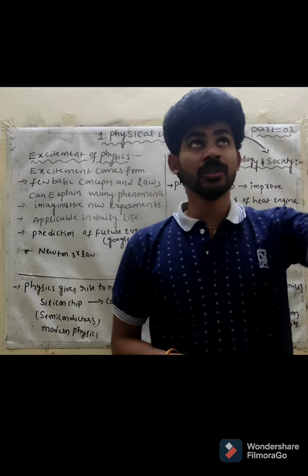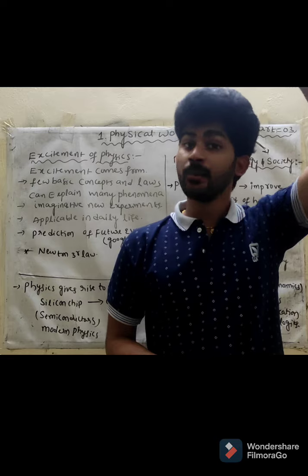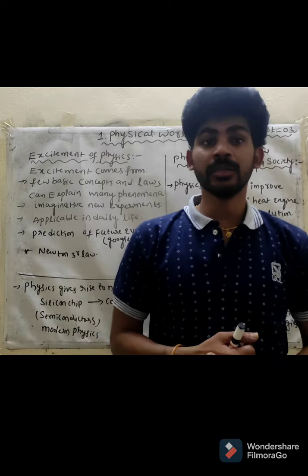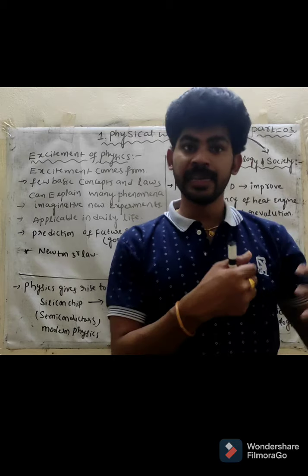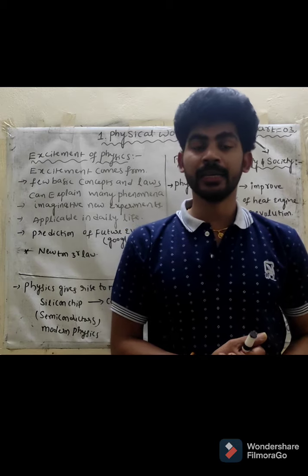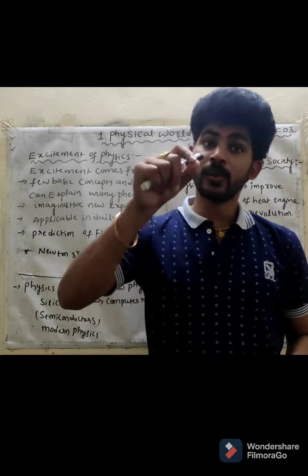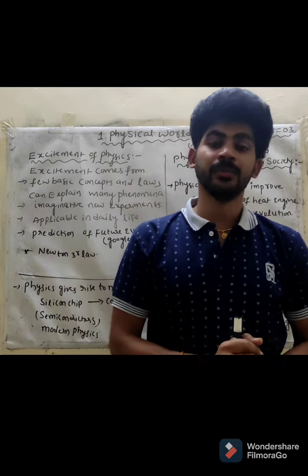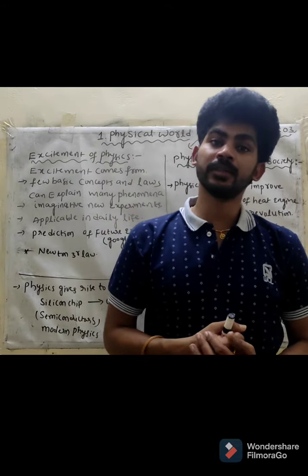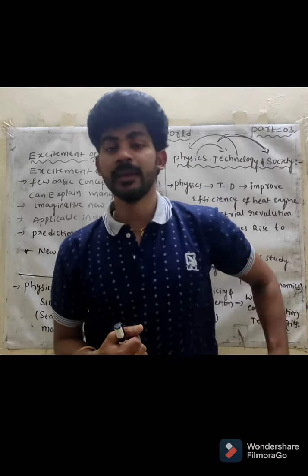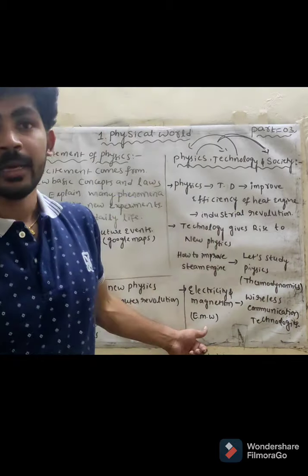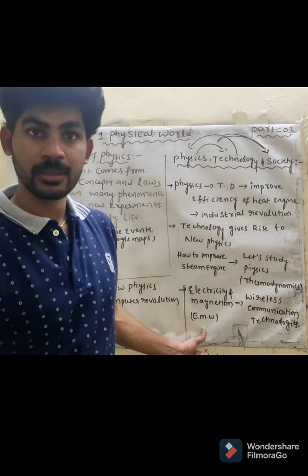So from the Earth surface, a satellite is launched above the Earth surface at 36,000 kilometers, 40,000 kilometers, 1 lakh kilometers. We are not connecting any wire, but we are communicating with the satellite. How can we communicate with the satellite? Wireless communication, with the help of electromagnetic waves.